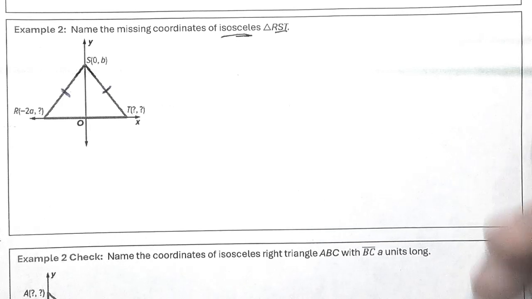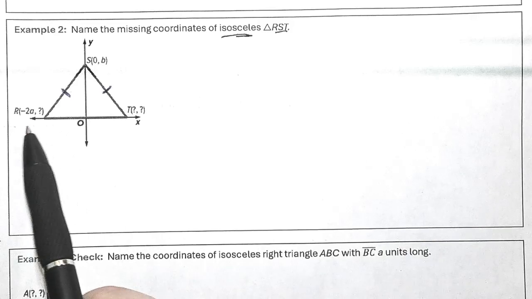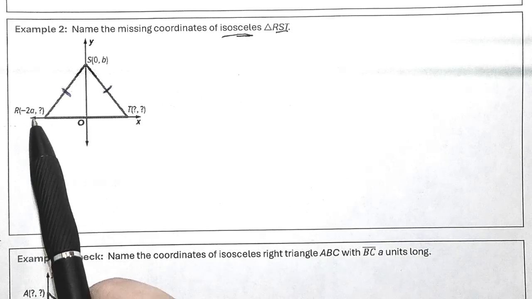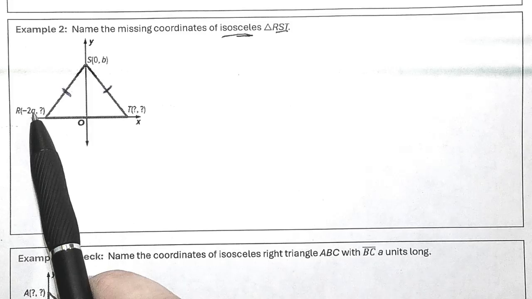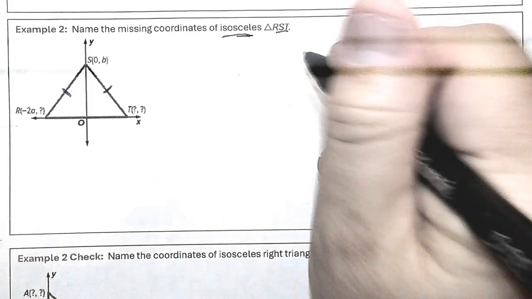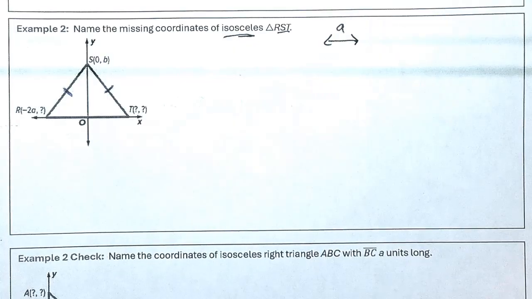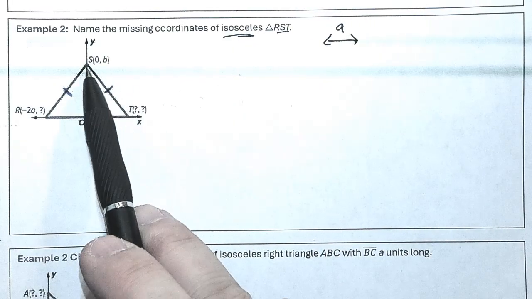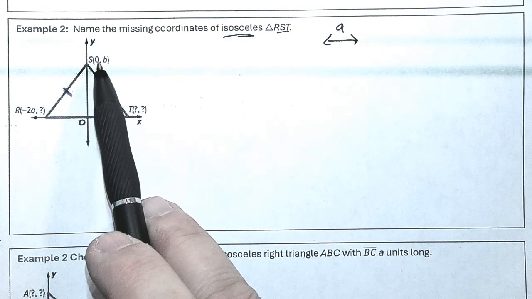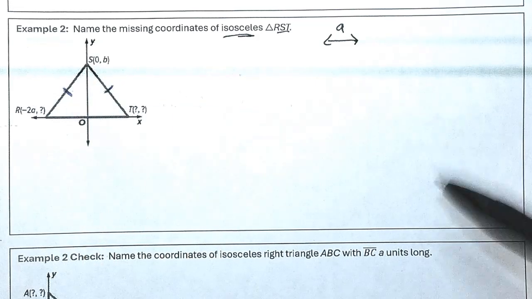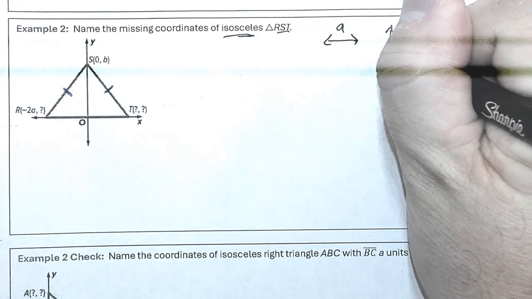So let's go to example 2. They're asking for the missing coordinates of isosceles triangle RST. So isosceles is important. So we know these two sides are the same, or congruent, so they're the same distance. Notice here, R is to the left of the origin, so it's a negative number, and we're still counting left to right in terms of A. And S is above the origin, so it didn't move left to right. There's your X, but up and down is again in terms of B.